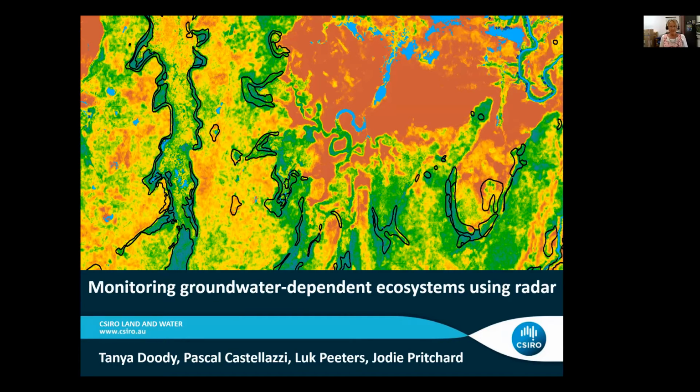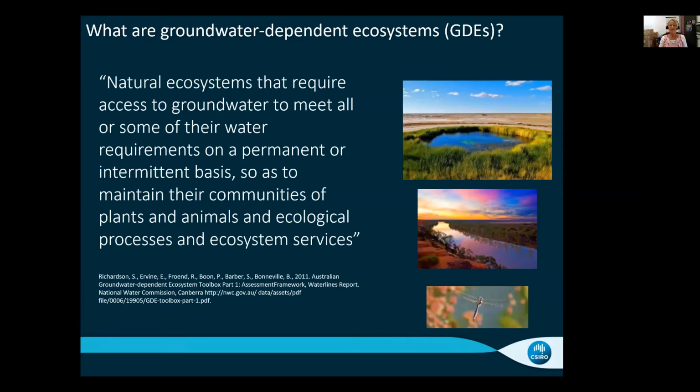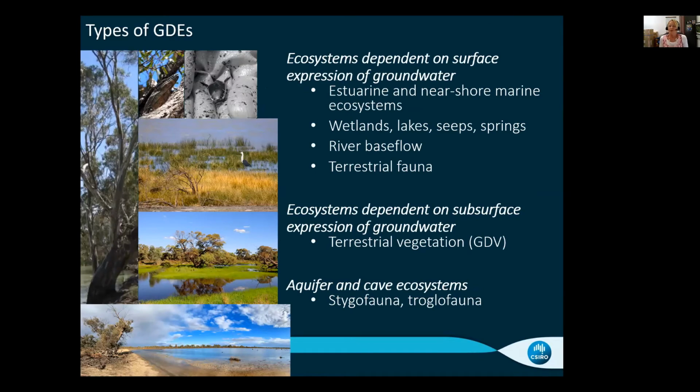So let's get started. What are groundwater-dependent ecosystems? These are natural ecosystems that require access to groundwater to meet all or some of their water requirements on a permanent or intermittent basis, so that they can maintain their communities of plants and animals and ecological processes and functions in terms of ecosystem services. This definition has been developed in Australia, and I think it's a country that has to some extent led the way in GDE research and understanding in the past, and we still continue to in the future.